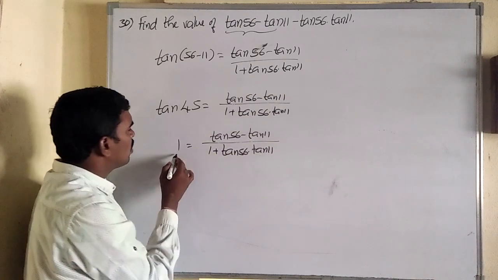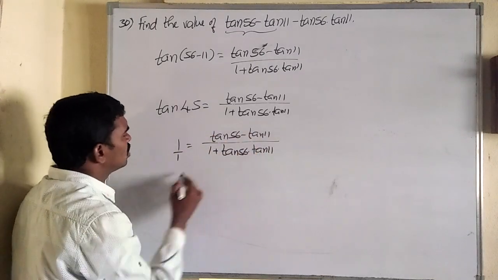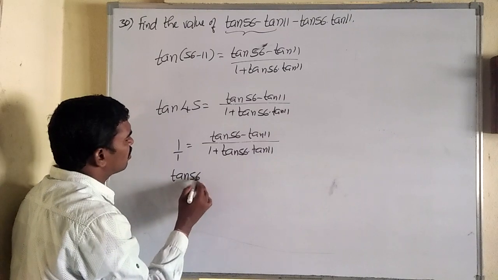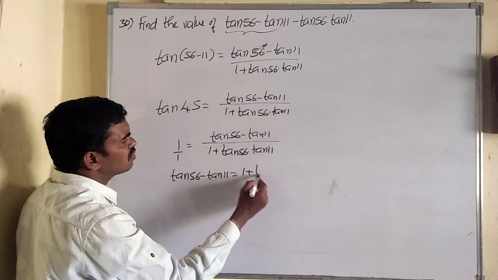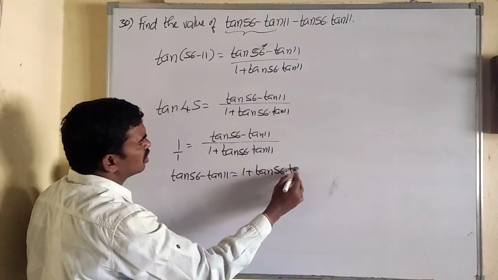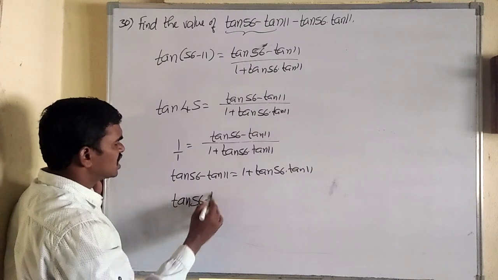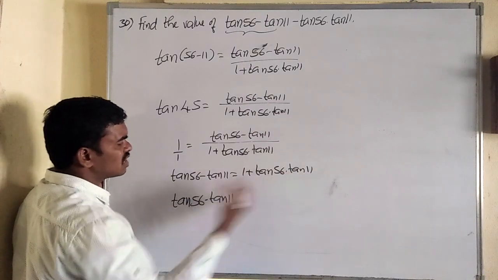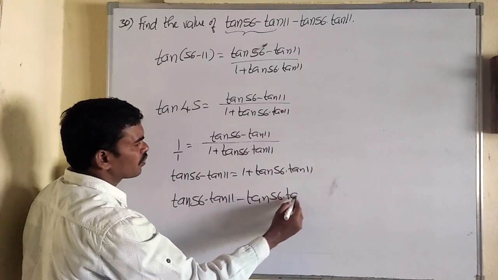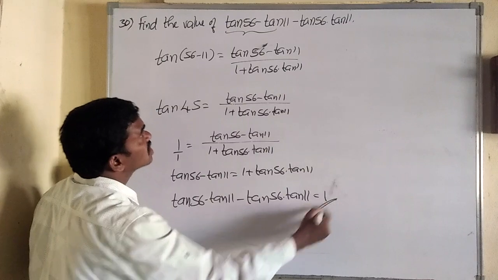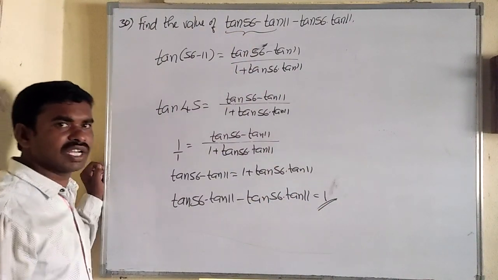Next what do we do? By 1, nothing, so 1 is there. Do cross multiplication. So 1 into tan 56 minus tan 11 is equal to 1 plus tan 56 into tan 11. So bring this to the left side, you will get the answer. So tan 56 minus tan 11, and the plus term moved to the left side becomes minus tan 56 into tan 11, is equal to 1. That is the answer. So what is the value of that term? Answer is 1. Is it clear?